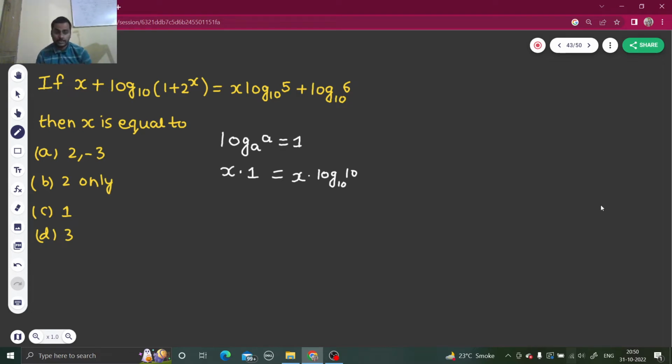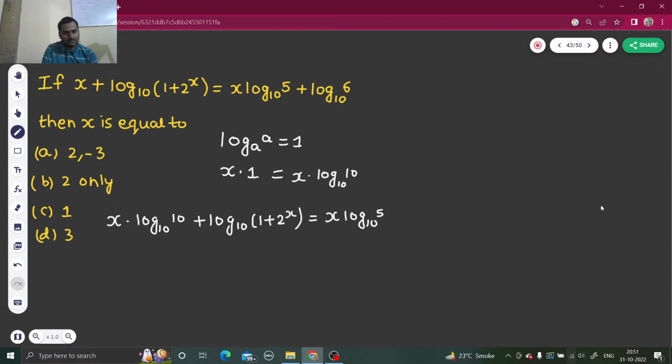Okay, so this is the first catch of the question. So let's proceed with this. I can write this as x log 10 base 10 plus log base 10 of (1 plus 2 power x) equals x log 5 to the base 10 plus log 6 to the base 10. What will be our next step?